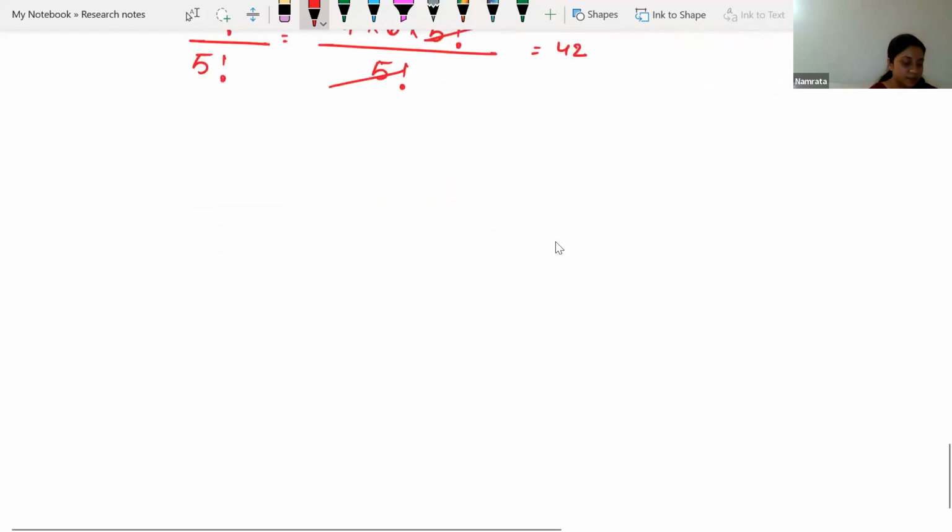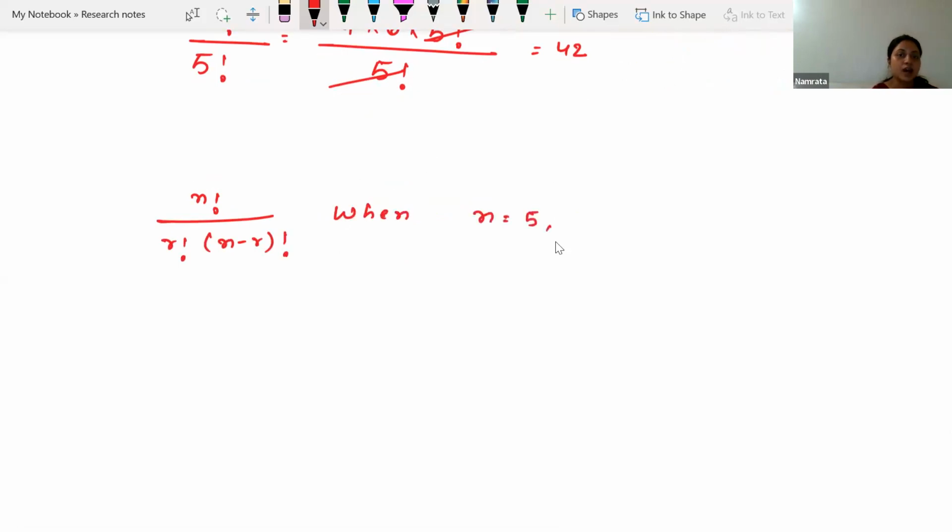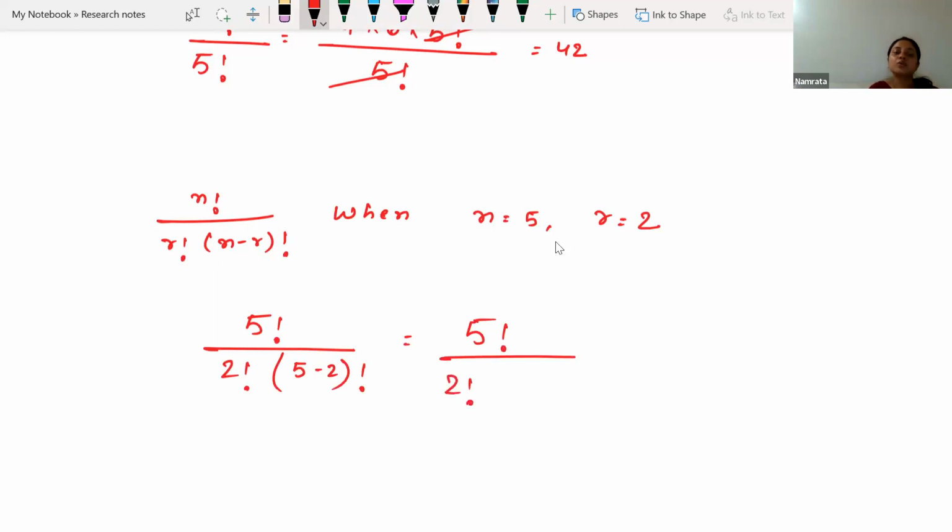So if we are having n factorial by r factorial, n minus r factorial, when n is equal to 5, r is equal to 2. Let's put the value first. N ka value 5 hai, r ka 2. So 5 factorial divided by r value, that is 2 factorial, n minus r, that means 5 minus 2 factorial. So we are having 5 factorial divided by 2 factorial, 5 minus 2 is 3 factorial. This is what we are having in hand right now.